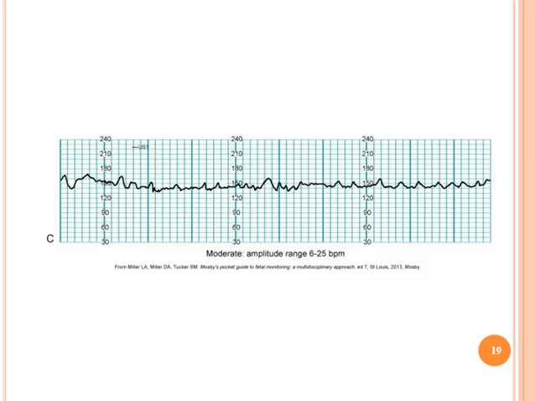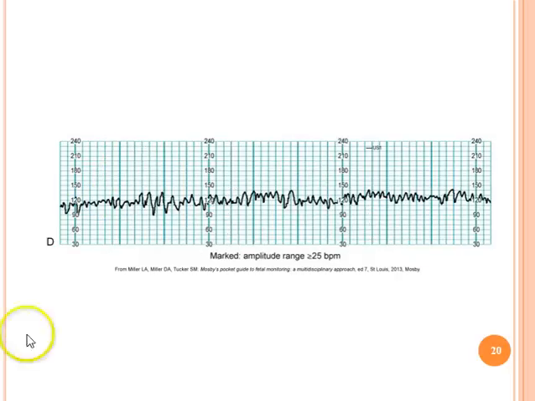Now this is showing moderate, where there is an amplitude range of 6 to 25 beats per minute. This is more what we like to see. We have a baby that looks kind of happy in utero. And then this is D. This is marked variability. You see the amplitude range is greater than 25 beats per minute.